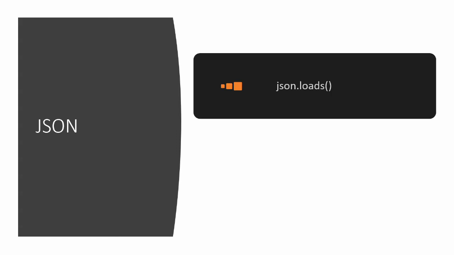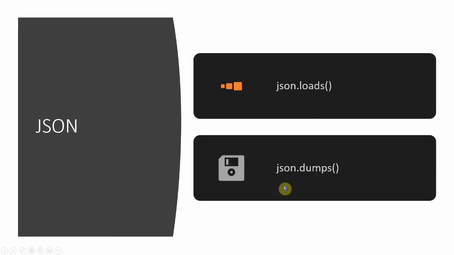The first one is json.loads, which converts a string into a dictionary. You've also got json.load, but that converts a file into a dictionary. And you've got json.dumps, which writes a dictionary into a string, and then you've also got json.dump, which writes it to a file. So now we're going to have a look at another Jupyter notebook to illustrate this concept.